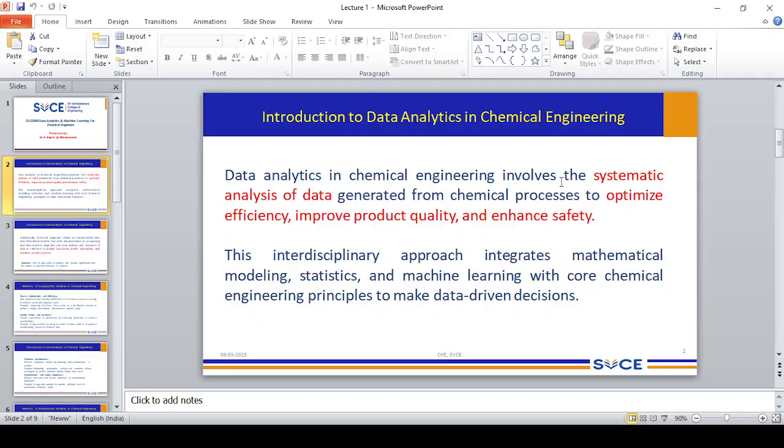This interdisciplinary approach integrates mathematical modeling, statistics, and machine learning with the core chemical engineering principles to make data-driven decisions. So how will machine learning help us to analyze the data and give an output as per our needs?